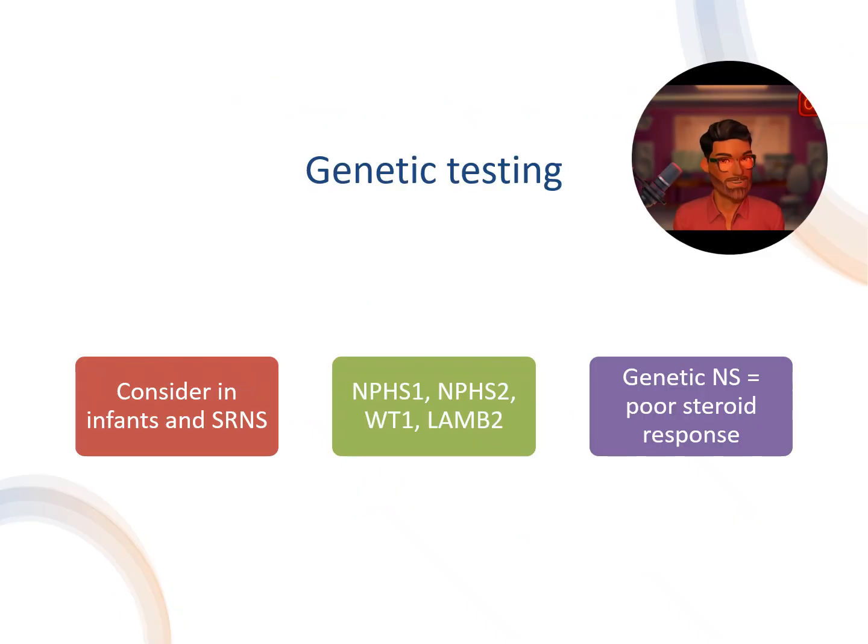Since we discussed genetics, when we think of genetic testing, when would we do it? We would consider it in infants or those with steroid-resistant nephrotic syndrome, depending on the age and in conjunction with the biopsy. When we think of the genetic mutations involved, we think of NPHS1, NPHS2, WT1, and LAMB2, particularly in the congenital nephrotic syndrome in those infants. And unfortunately, with genetic nephrotic syndrome, they have a poor steroid response, as well as to other immunosuppression.